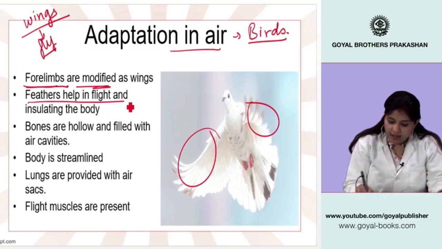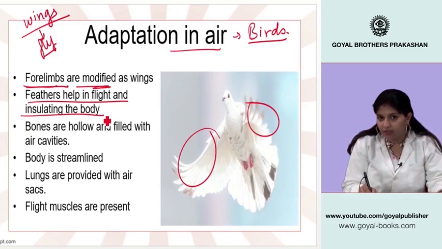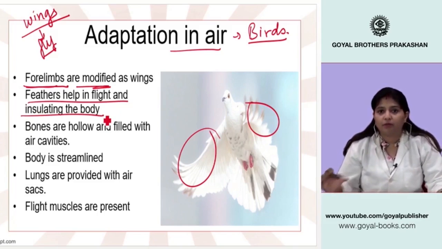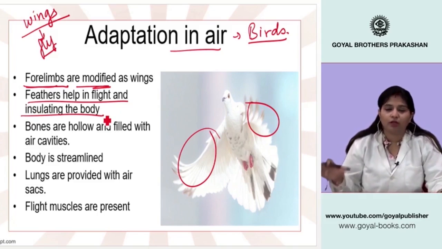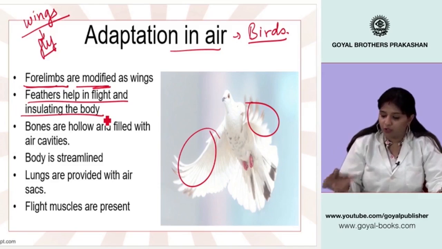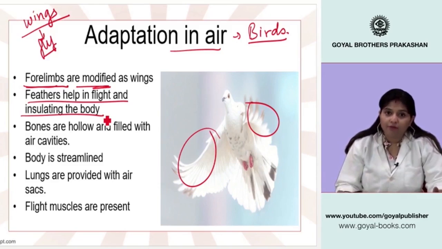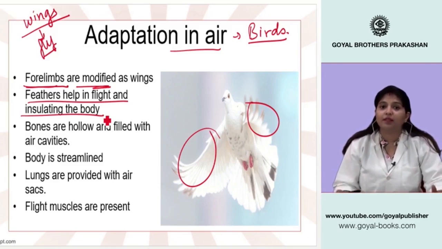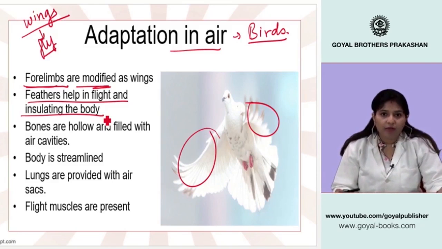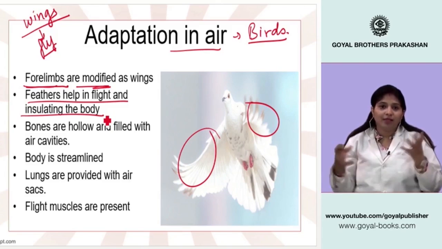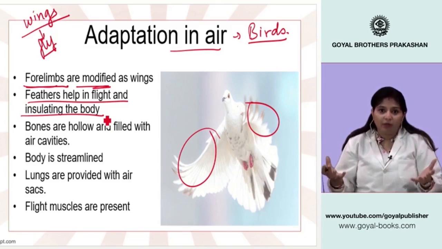Feathers, again, like I said, help in flight and in insulating the body. So the temperature is controlled by the feathers. The body of this particular animal, the bird, is kept warm because of the feathers. Apart from that, it also helps in the flight. How does it help in the flight? The feathers usually trap air in between them, keeping the animal lightweight.